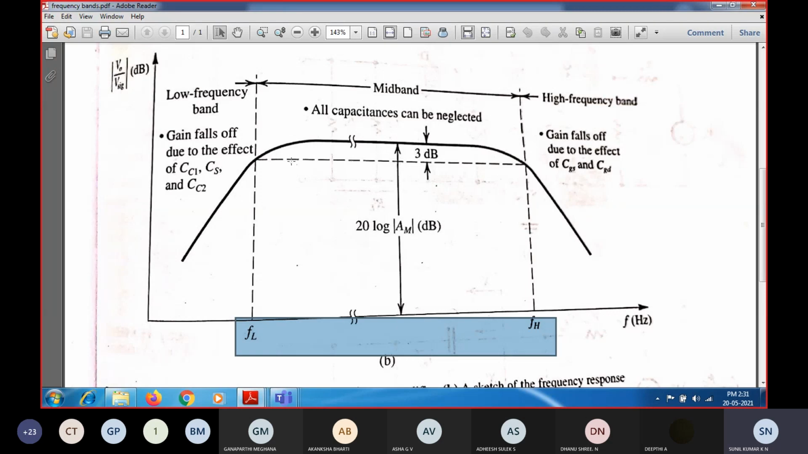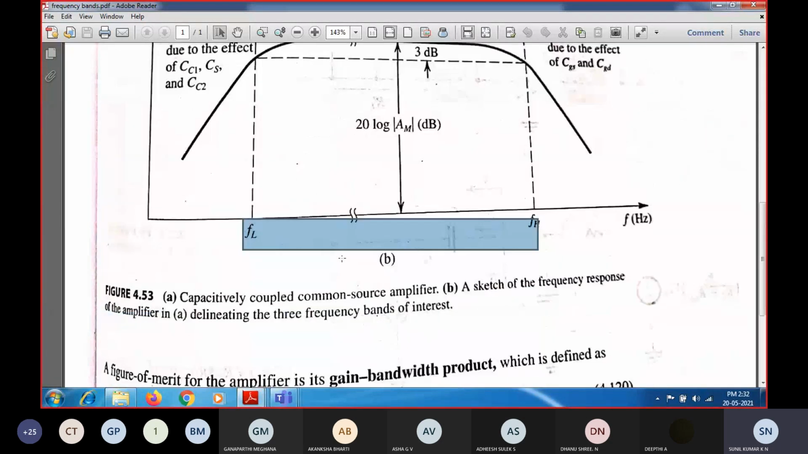The point 3 dB less than the midband gain is the cutoff frequency point. To find it, the gain should be AV divided by root 2, that is, 3 dB less than the maximum gain you get. Since gain is expressed in decibels, this is stated in decibels. So upper and lower cutoff frequencies let us easily find the bandwidth of the amplifier, and within the bandwidth the gain can be maximum.